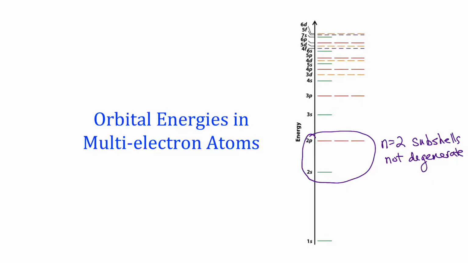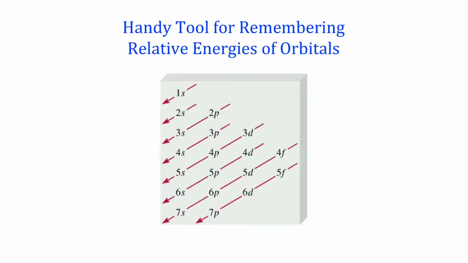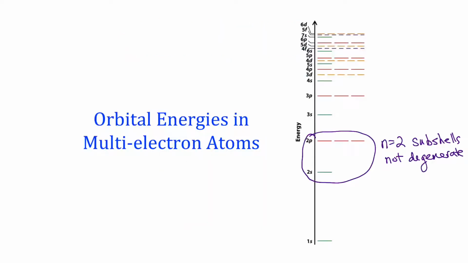You'll start to see that we get some interesting ordering of our orbitals. So we go from 3s to 3p to 4s, back to 3d, to 4p, up to 5s, back down to 4d. There's not really an intuitive ordering if you look at how this energy level diagram is put together. So what we have at our disposal is this handy tool for remembering the relative energies of orbitals. This essentially helps you figure out what order am I going to draw these lines at, and what order am I going to be filling my electrons from low energy to high?